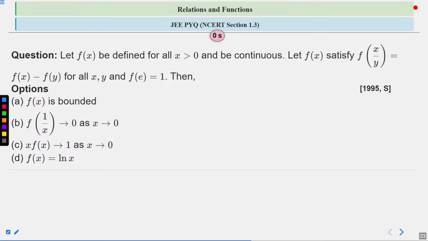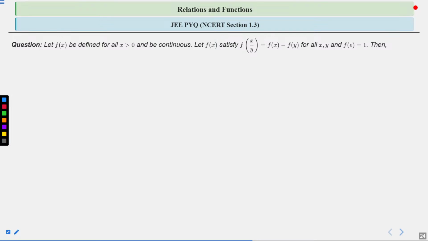Okay, let us move to the solution part. The question was, let f(x) be defined for all x greater than 0 and be continuous. Let f(x/y) be equal to f(x) minus f(y) for all x, y, and f(e) is equal to 1. Then the correct option is option D, which is f(x) is equal to ln x.